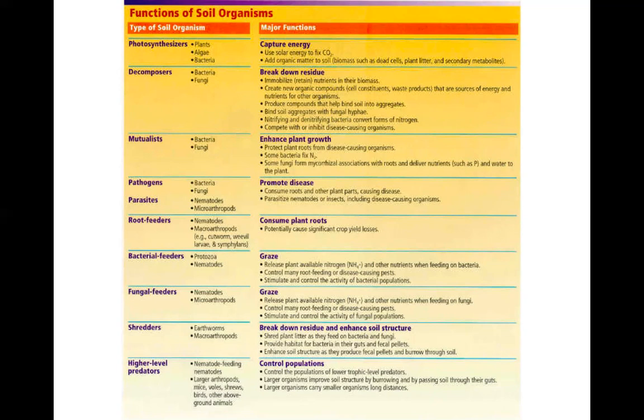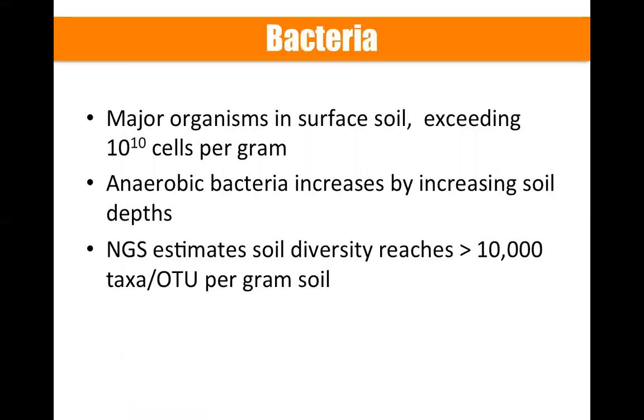We have shredders, those that shred the plant litter and degrade it into smaller particles so that other organisms can consume it. And also we have higher level predators, the nematodes and larger arthropods that will eat up all the small organisms.